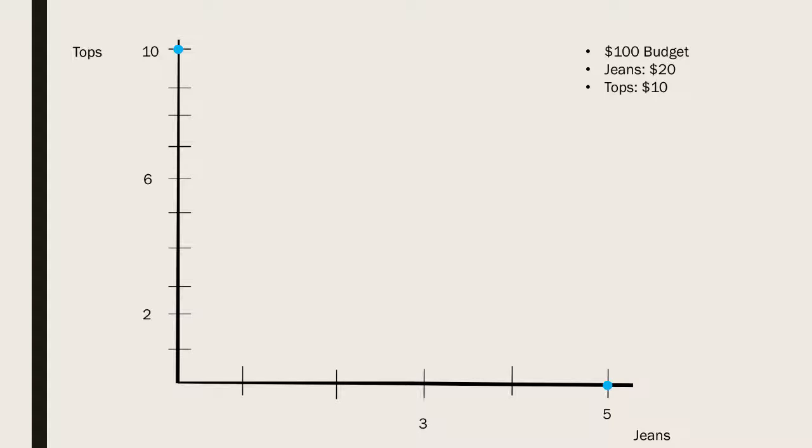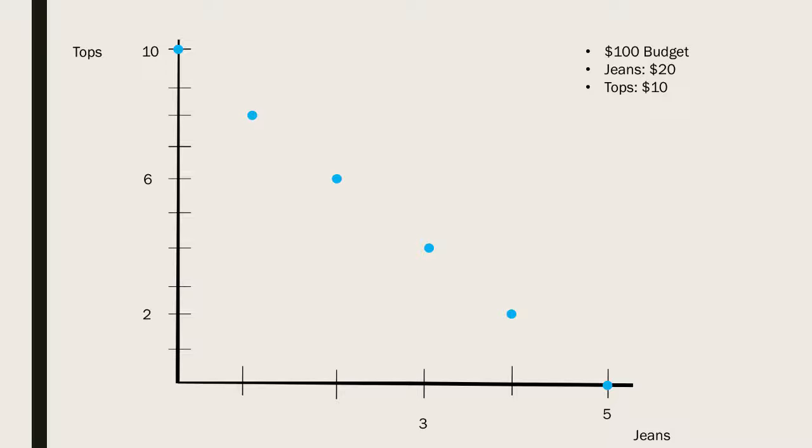I also can buy a combination of tops and jeans. So I could purchase 8 tops and spend $80 and I would have $20 left to buy 1 pair of jeans. I could also purchase 6 tops and spend $60 and I can now afford 2 pairs of jeans. And likewise, I can spend $100 on 4 tops and 3 jeans. I can also buy 2 tops and 4 jeans. Now notice in each of these combinations, I have spent the full $100 of my budget.